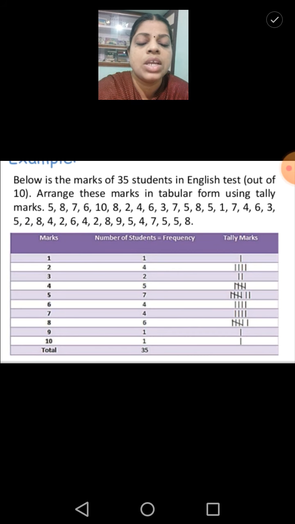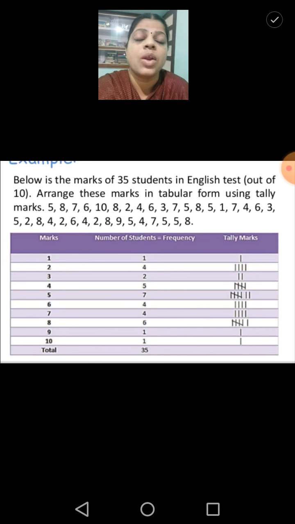Yes, as a slanting 1. And again we start 1, 1, 1, 1. Again after 4, 1, we have to slash. That is 1. So in this manner we put the tally marks for the various values given in the raw data. So children, this is the manner through which we can represent the total marks in the frequency table as well as in the tally marks column.